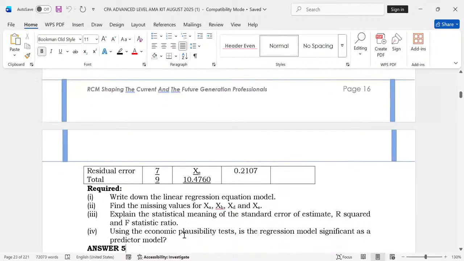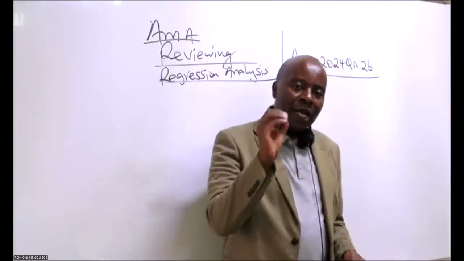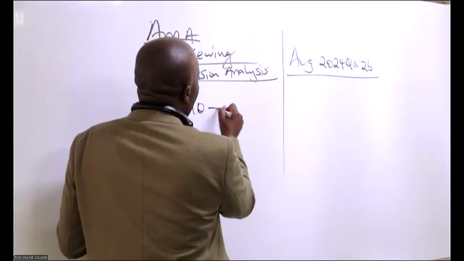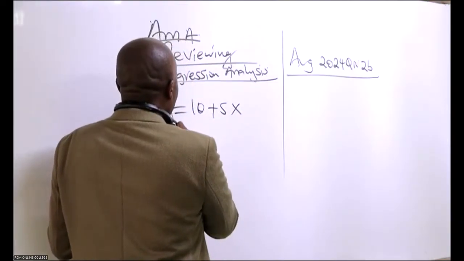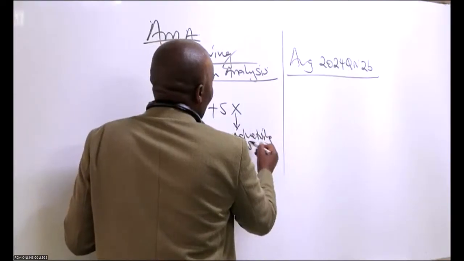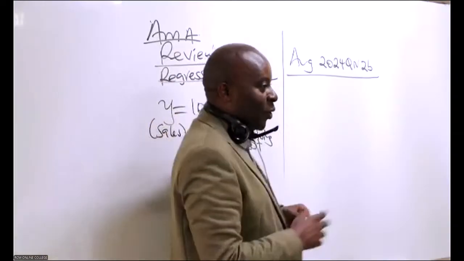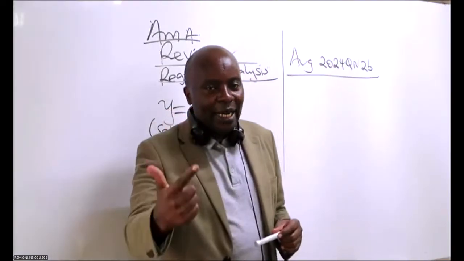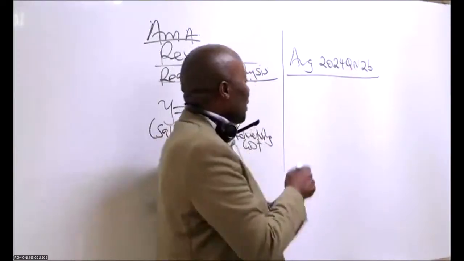How about Roman 4? Using the economic plausibility tests, is the regression model significant as a predictor model? What is this economic plausibility? We also touched it in our last class. Economic plausibility, ladies and gentlemen, basically when I'm looking at it, I will be asking myself whether the model, the equation that we have at hand, does it make sense? So if, for example, you are given here y equals, say, 10 plus 5x, and then they tell you that y is sales, and x is advertising cost. So first of all, even before you look at the model, what do you expect to exist between sales and advertising cost? I expect a positive relationship. The more I advertise, the more the sales should be, isn't it? One-on-one positivity. So this is the kind of relationship that I expect.